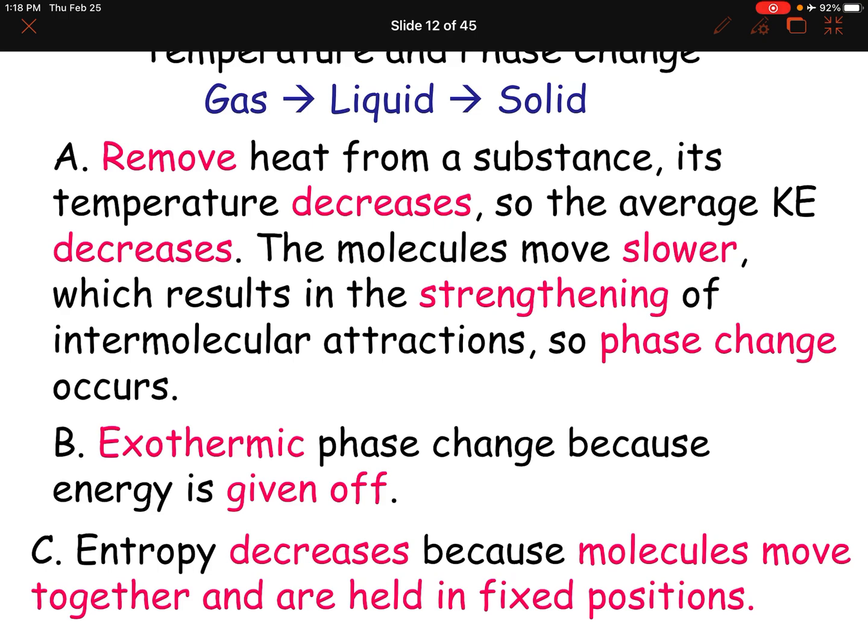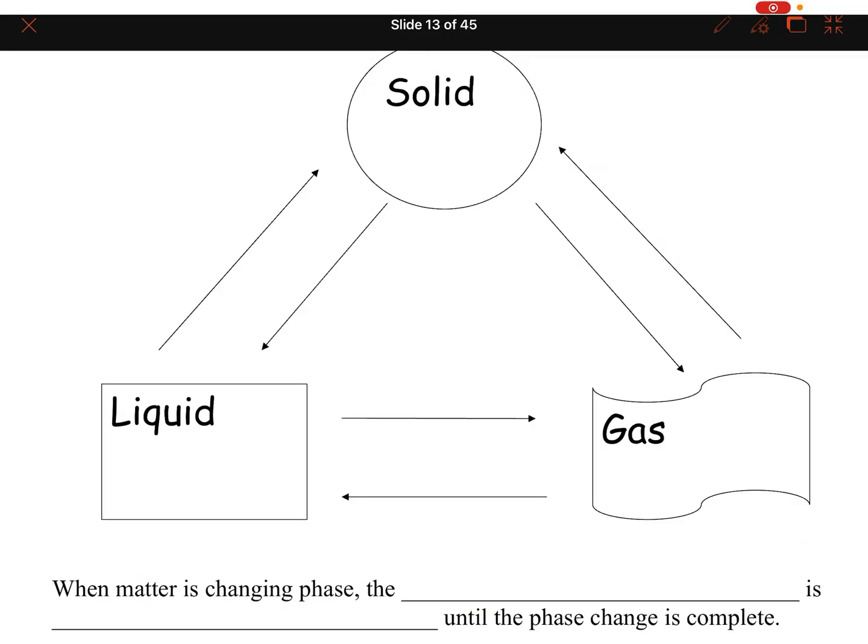And when you go from a crazy gas to a funky liquid to a straight-laced solid, orderly, entropy will decrease. You're becoming less and less disordered and more orderly because our molecules are held together.